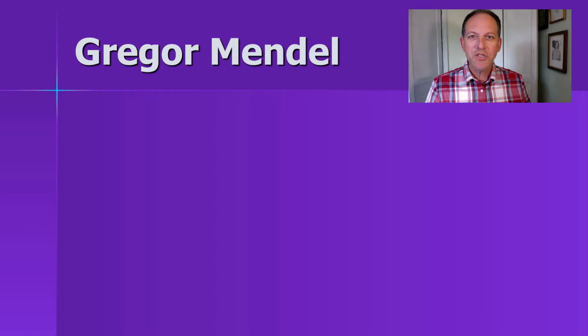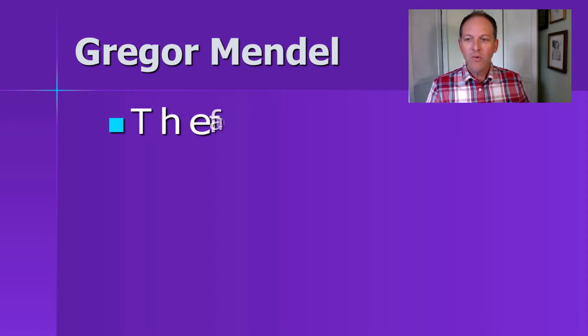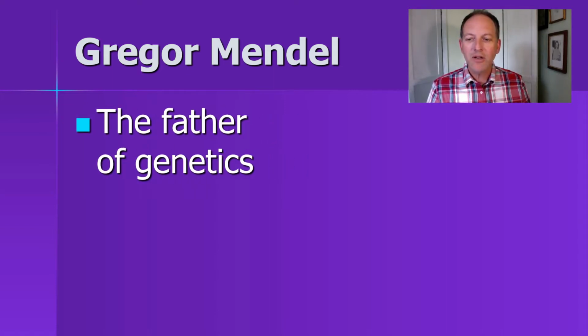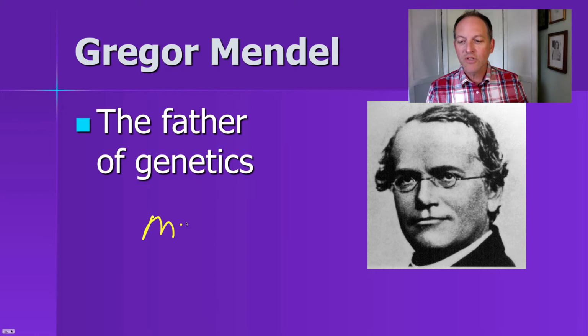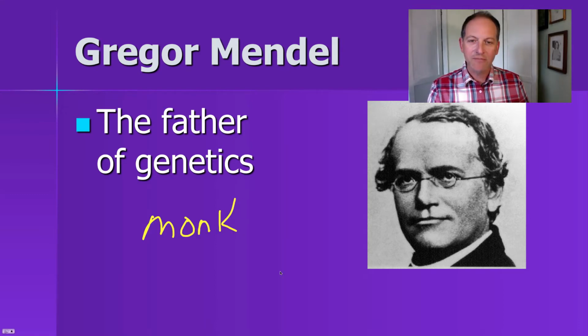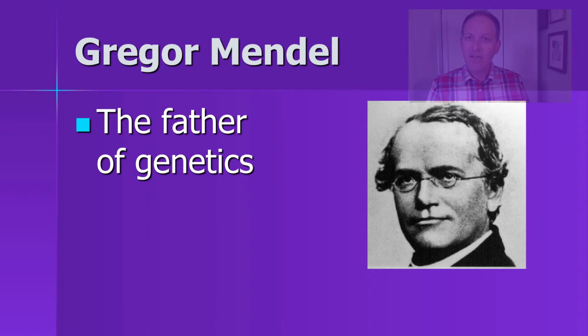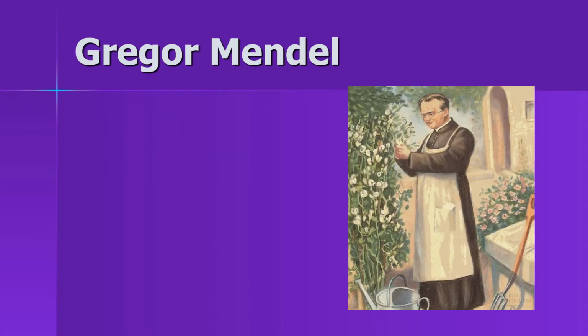Now, all of this genetic stuff really began with this guy, Gregor Mendel. He was the father of genetics. He lived in the 1800s, and he was a monk. He lived in a monastery, a Catholic monastery, so no girls, no marriage, prayed a lot, meditated a lot, read a lot, and so on. And he had a lot of time on his hands. One of the things that he liked to do was grow pea plants.